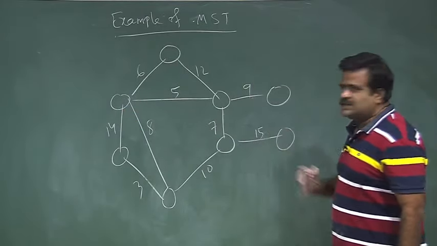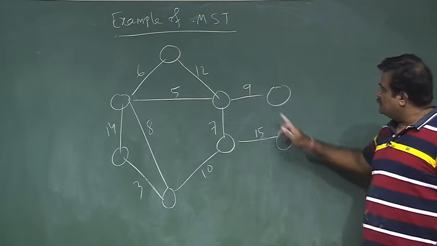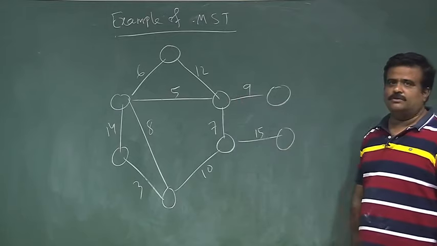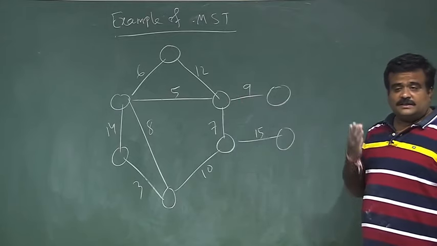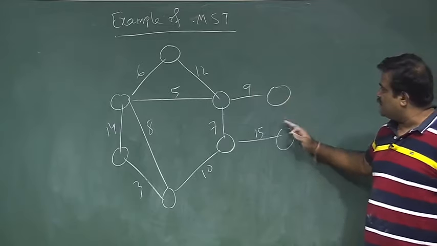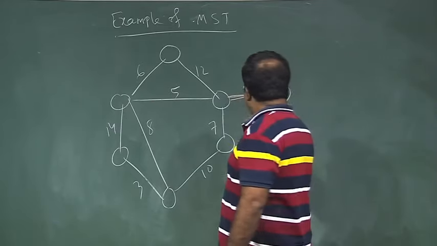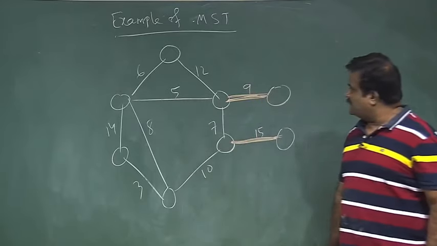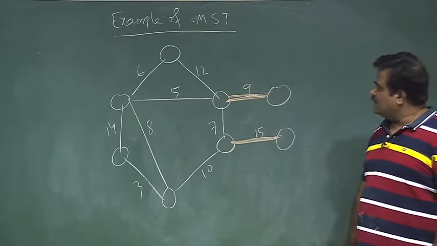These two edges must be there in the minimum spanning tree, because this is the only edge which is connecting this node with the remaining nodes, and this is a spanning tree. So we have to cover all the vertices. To cover these two vertices, there is no other way other than taking these two edges in the minimum spanning tree.